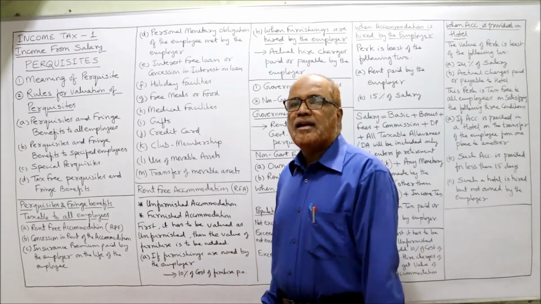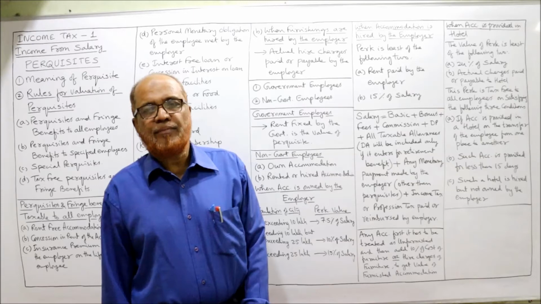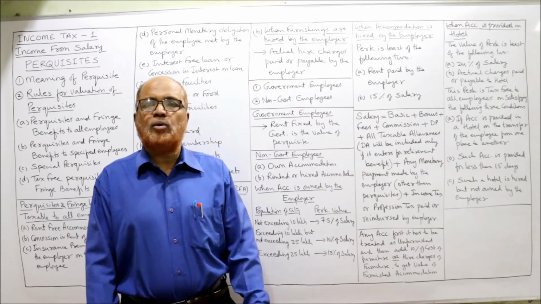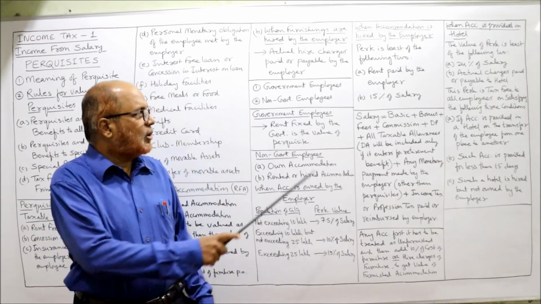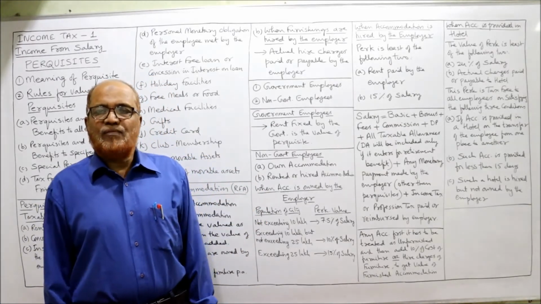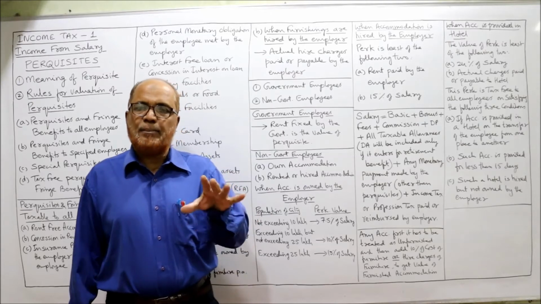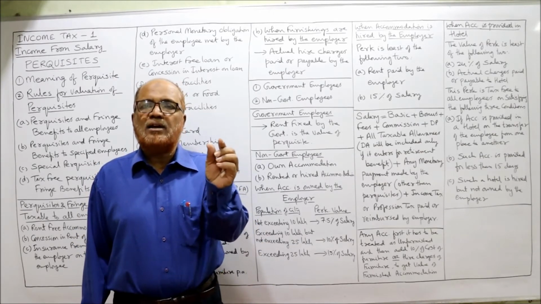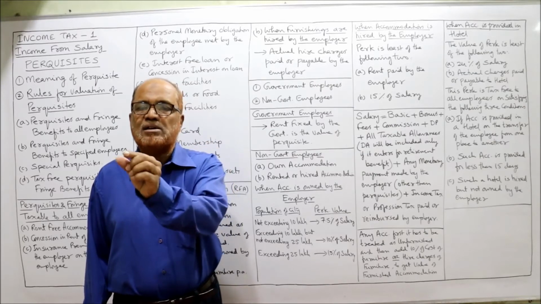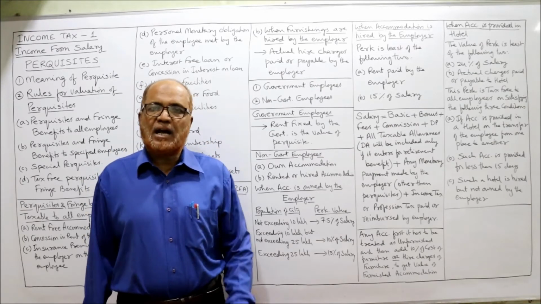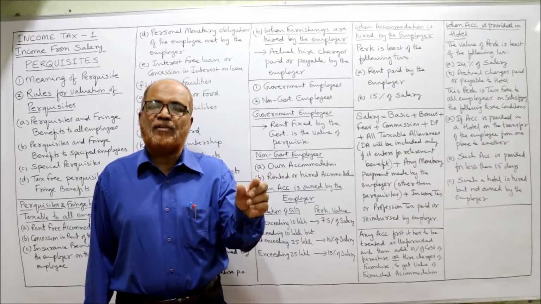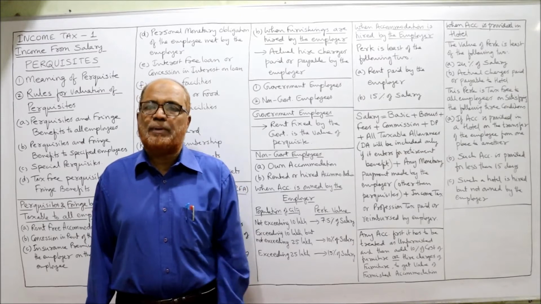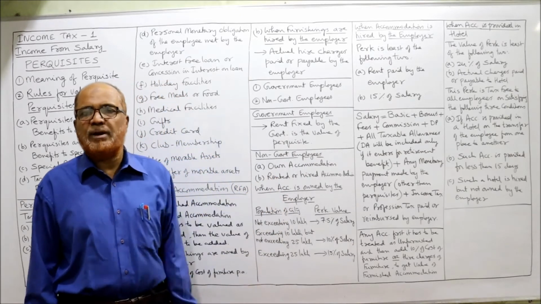Now, for calculating the value of rent-free accommodation, all the employees are divided into two categories: government employee and non-government employee. So first of all, you have to see whether the employee is a government or non-government employee. If a government employee, the rent fixed by the government is the value of the perquisite. The government will fix the value of rent-free accommodation. Whatever the government fixed will be the value of the perquisite in case of government employees.